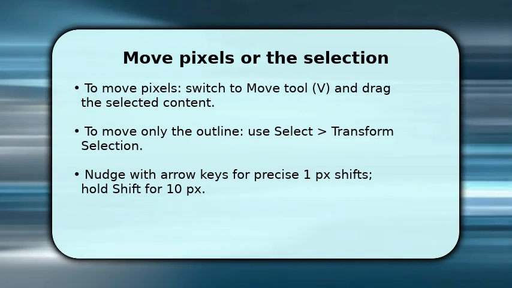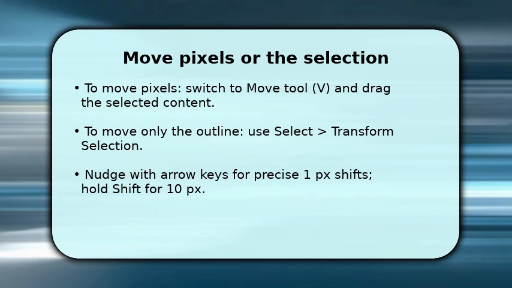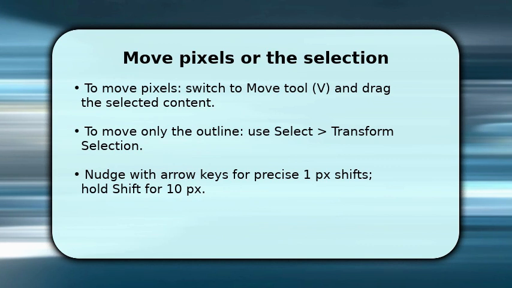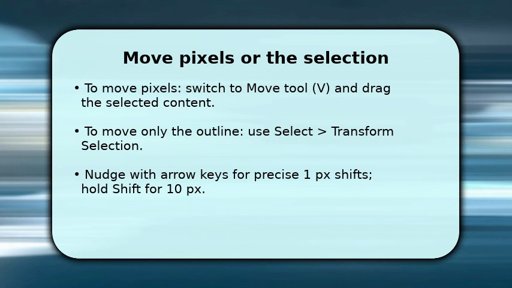If you want the actual image content to move, press V for the Move tool and drag or nudge with the arrow keys. Hold Shift to step by 10 pixels. Conversely, if you only want the selection boundary repositioned, choose Select, then Transform Selection. Adjust the outline without altering pixels.